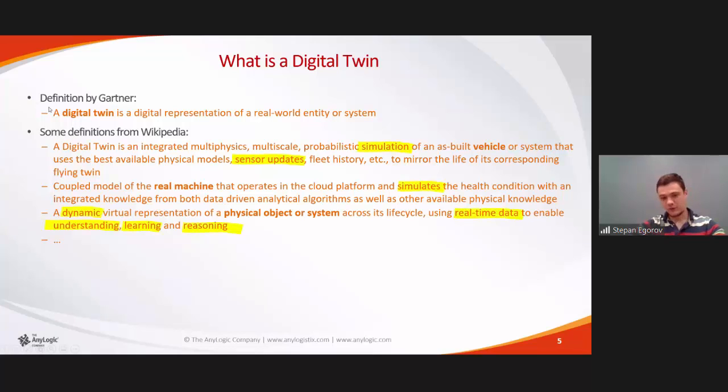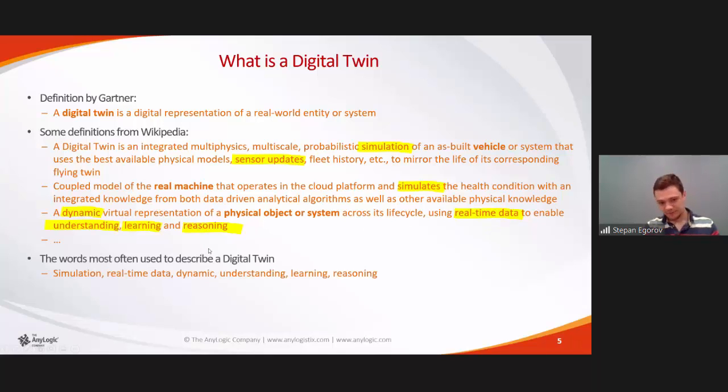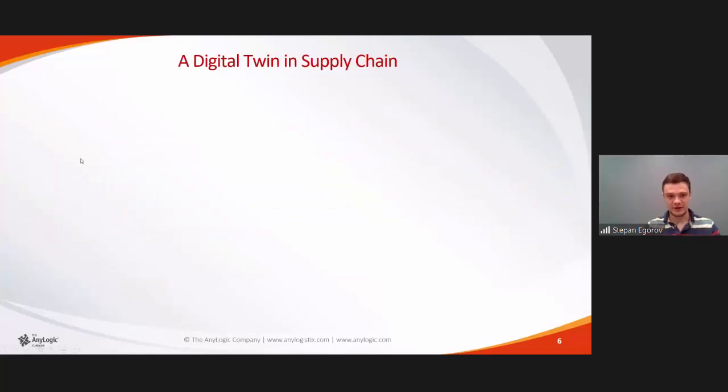What is this? So they all mention simulation, sensor updates, again, simulation, dynamics, some kind of real-time data, and understanding, learning, reasoning. And these are the words most often used to describe a digital twin. Simulation, real-time data, dynamic, and so on. So there's something about simulation, certainly. And how we as a simulation technology developer see digital twin and how our customers see it.